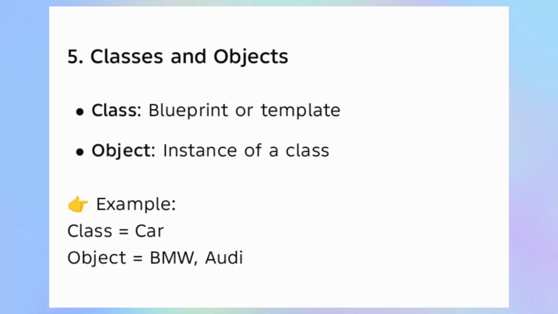Next one, the fifth one, class and object. A class is a blueprint or template. Object is an instance of the class. Example, class is a car. Object is BMW or Audi. Object is nothing but a real-time entity. Each and every entity has a set of properties like color, size, and all these are the properties of the object. Collection of objects is called the class. Each and every object has its own set of properties.